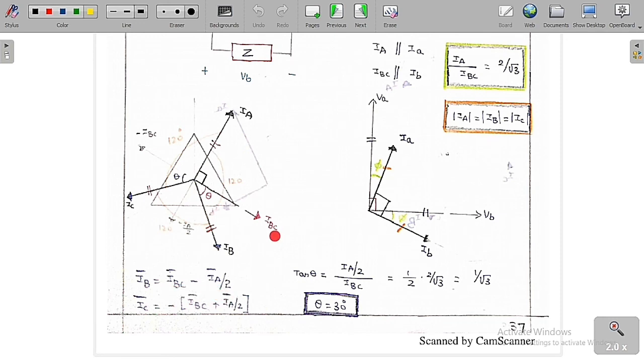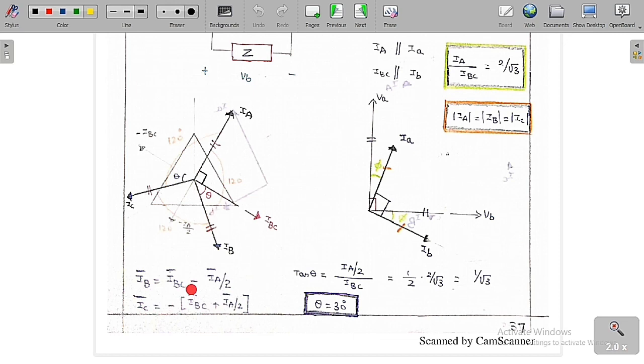Now I want to draw what is the IBC. IBC is nothing but IB minus IC. So this is IB, this is IC. If you draw this vector diagram, we are going to get this is the IBC with an angle of theta. You can see clearly that it is going to have a small angle theta with respect to IB. So IBC is equal to IB minus IC, and this is the vector IBC. Therefore IB is the vector addition of IBC minus IA by 2. So this is IA, do the opposite of this one, minus IA by 2. Do the vector addition of these two vectors, and we are going to get this one.